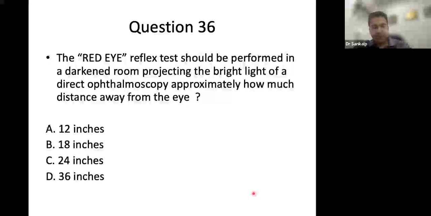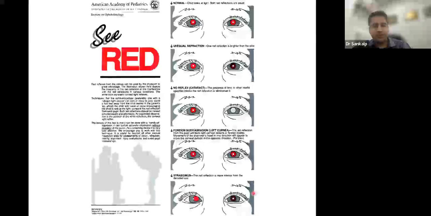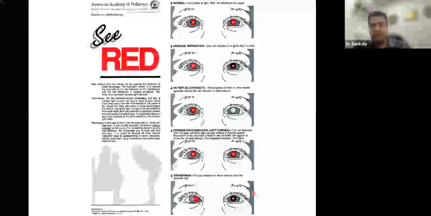So red reflex we all do after delivery for all babies, right? To rule out various eye pathologies, right? So at what distance should we project light from? The answer is 18 inches, which is approximately 45 centimeters, right?